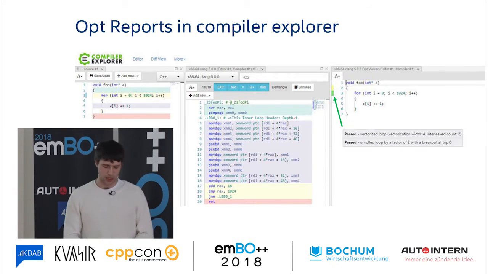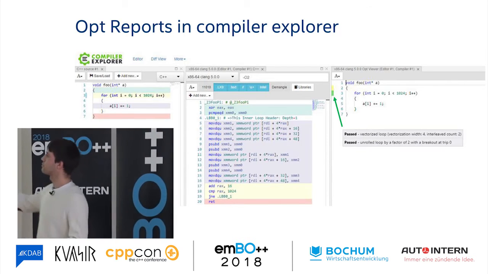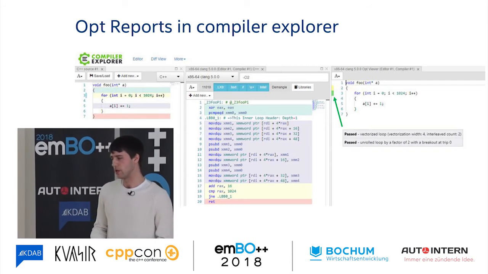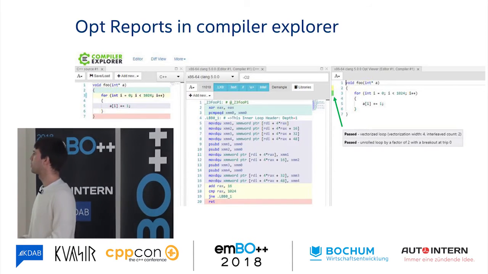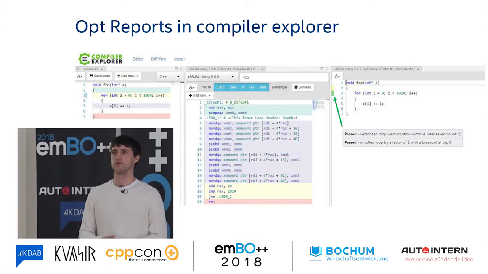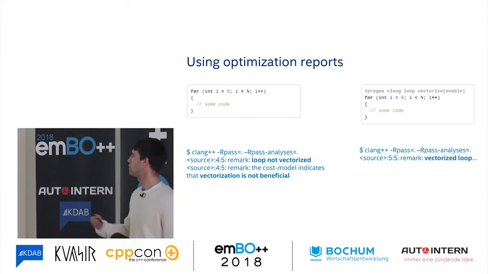Okay. So now, how can you use those optimization reports? Imagine that you have this loop, and you emitted the compiler reports, and you can see that the loop was not vectorized, because the compiler decided that it was not beneficial to do so. Okay. But what if the compiler was wrong? What if it is beneficial to vectorize this loop? So how can you test it?